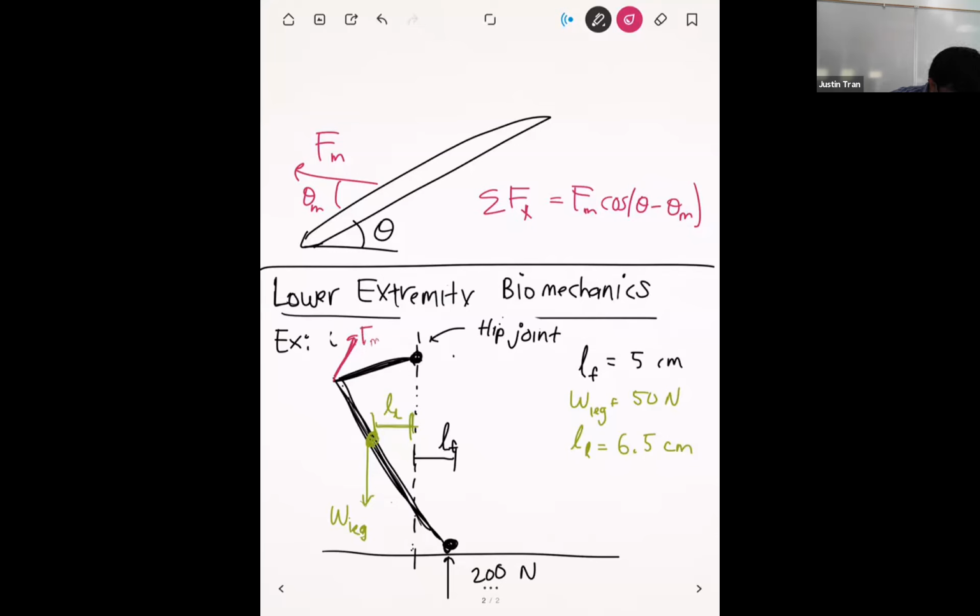And the last force that we have here is going to be the muscle force for the hip flexor. We'll call that FM, and that's what we're going to solve for. And the horizontal distance between the muscle force and the hip joint, we'll call that LM. And we'll say that LM right here is 7 centimeters.